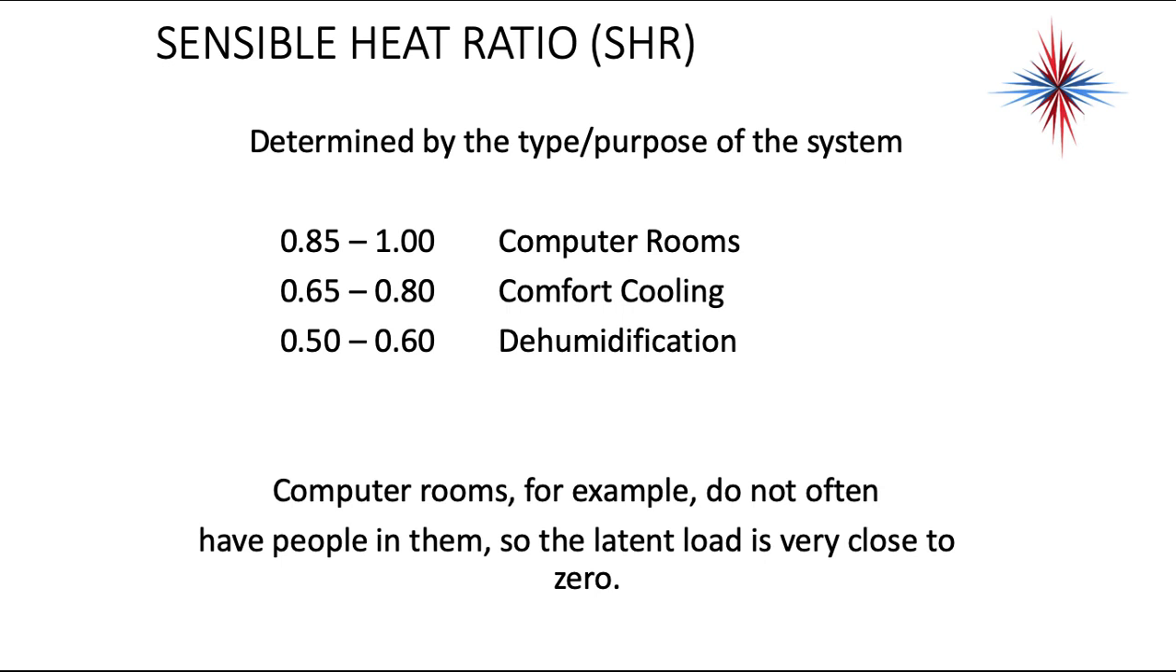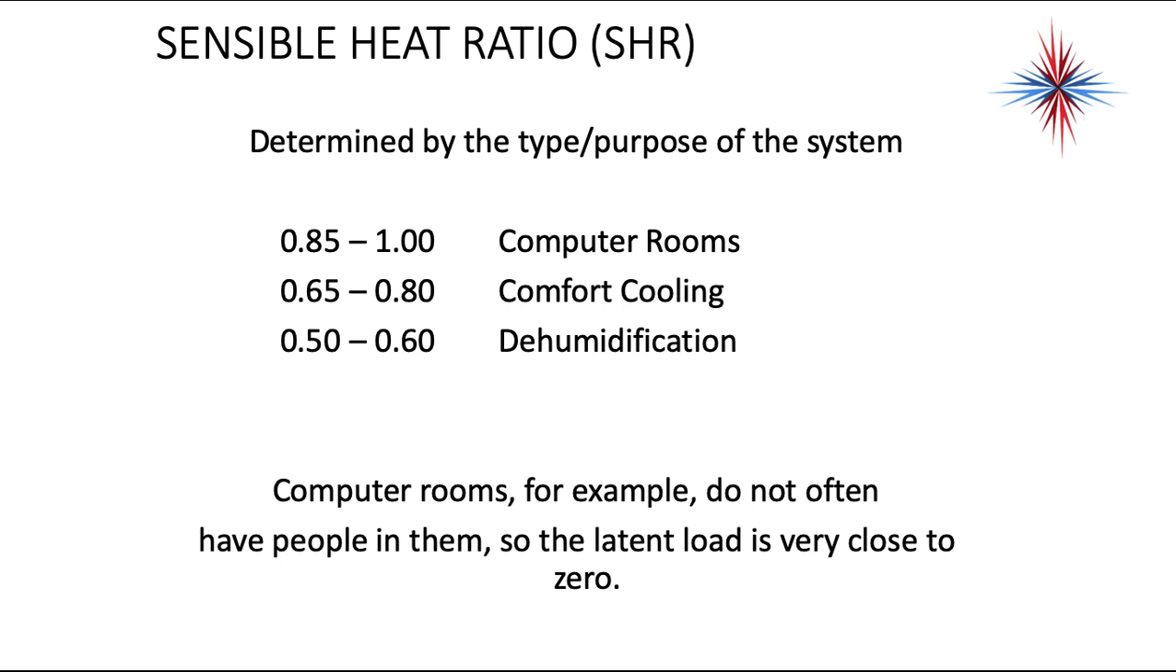For comfort cooling, that's air conditioning, we want a sensible heat ratio of 0.65 to 0.80. The drier the environment, the higher the sensible heat ratio we can get away with. So if I'm trying to air condition someplace in New Mexico or Arizona, I can have a sensible heat ratio of 0.80 in most conditions. If I'm trying to air condition in Florida or the deep south on the East Coast, I need a sensible heat ratio closer to 0.65 because I have to dehumidify.